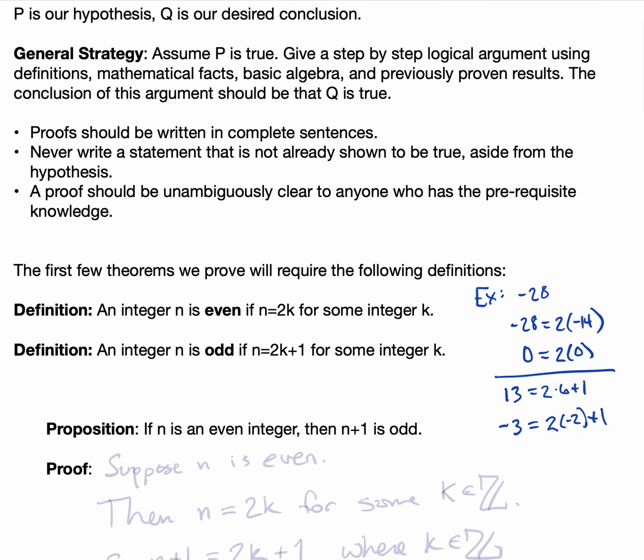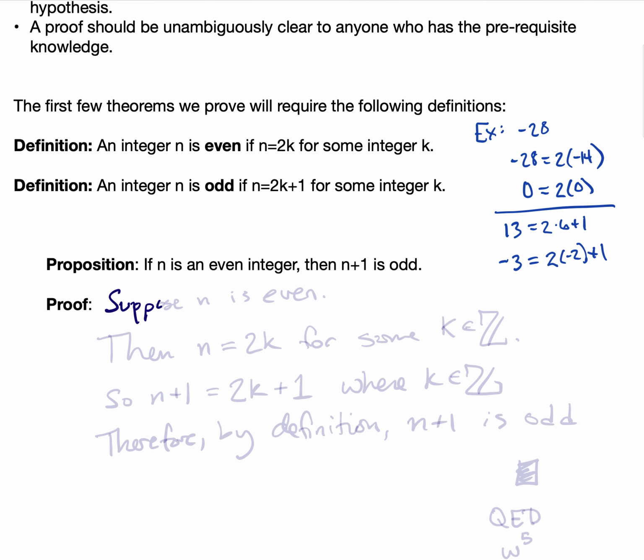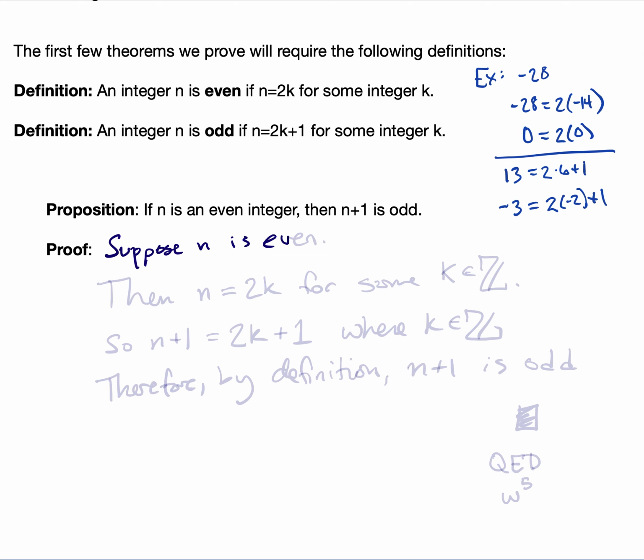So we're going to begin our proof by saying, suppose n is even. So we have explicitly stated that the hypothesis P is true. Now we're going to break apart the definition of what it means for the hypothesis to be true, in this case that n is even. Then n is equal to 2k for some integer k. And we could write that out in sentences, or we could write it using the symbolic logic that we've previously used.